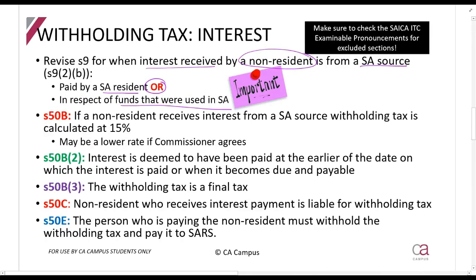Okay, so the withholding tax is calculated at 15%. It can be at a lower rate if the Commissioner agrees. A couple of important things you'll see, all references to the Act. Section 50B2 says the interest is deemed to have been paid at the earlier of the date on which the interest is paid or when it becomes due and payable. The withholding tax is a final tax. Sections 50C and 50E go together. A non-resident who receives the interest payment is liable for withholding tax. The person who is paying the non-resident must withhold the withholding tax and pay it to SARS.